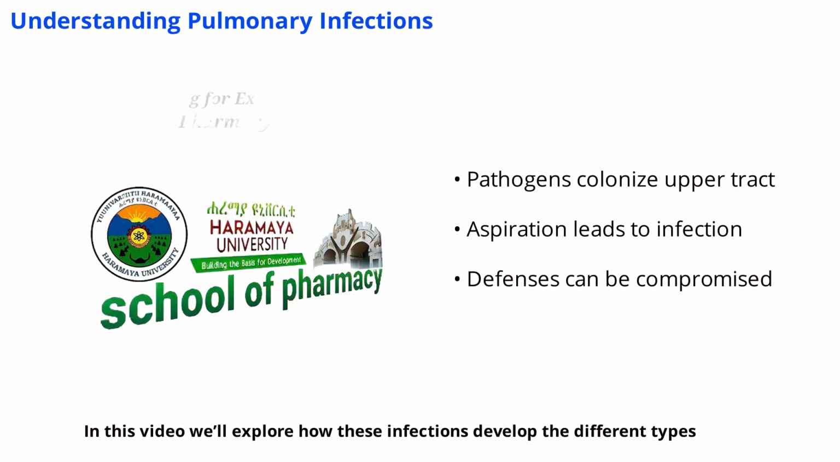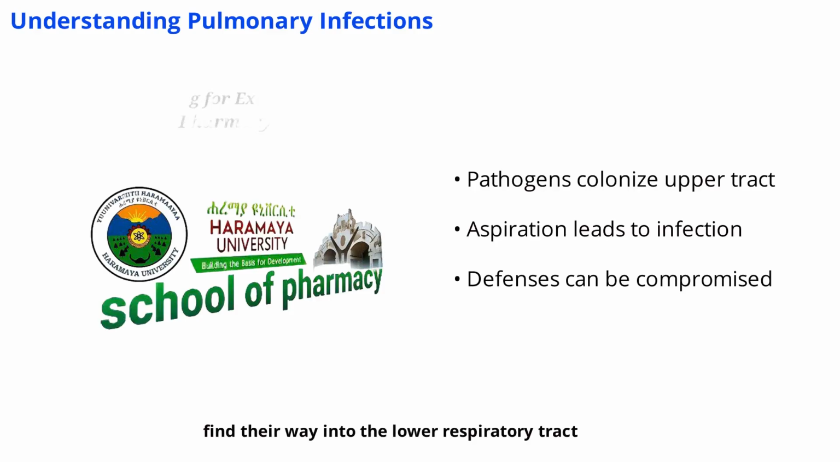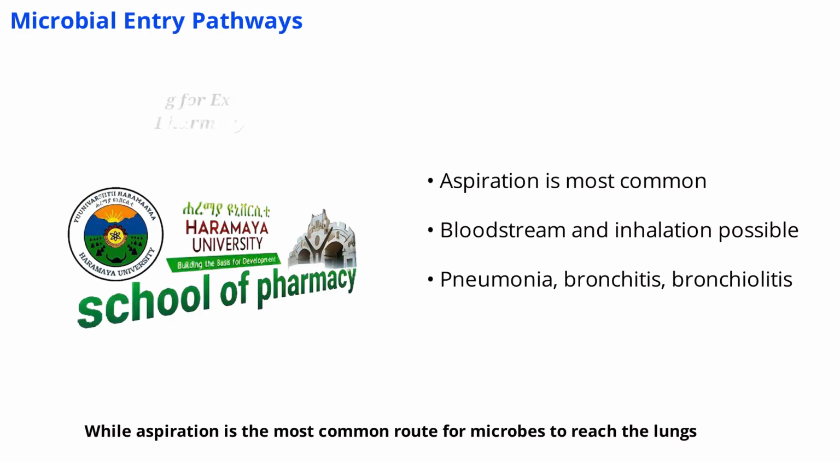In this video, we'll explore how these infections develop, the different types, and the ways they impact our health. Let's start by looking at how microbes find their way into the lower respiratory tract. While aspiration is the most common route for microbes to reach the lungs, there are other, less frequent pathways. Microbes can also enter the lungs via the bloodstream from other infected areas in the body, or by inhaling aerosolized particles containing infectious agents. The most common lower respiratory tract infections include pneumonia, bronchitis, and bronchiolitis.